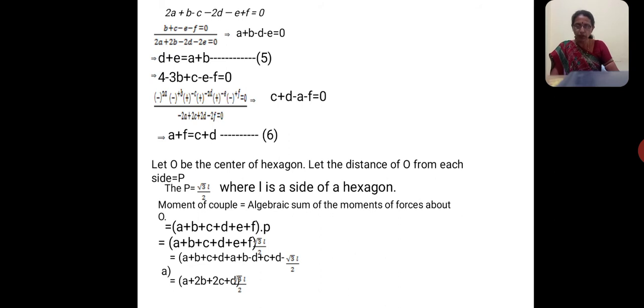Substitute the value of P equal to root 3 by 2 into L. That equals A plus B plus C plus D plus A plus B minus D plus C plus D minus A. Plus A minus A get cancelled, plus D minus D get cancelled, into root 3 by 2 into L. That implies A plus 2B plus 2C plus D into root 3 by 2 into L.